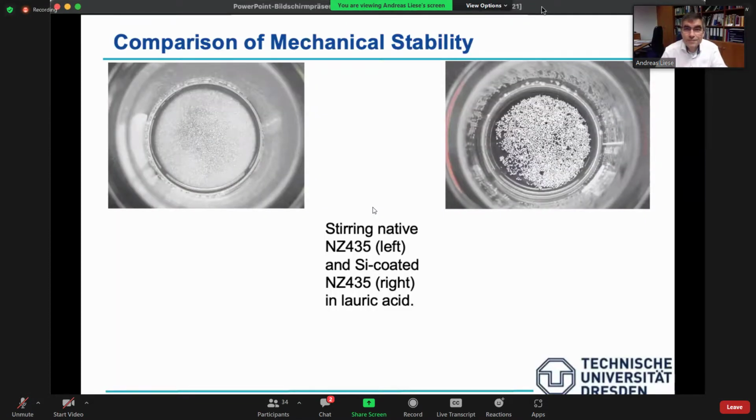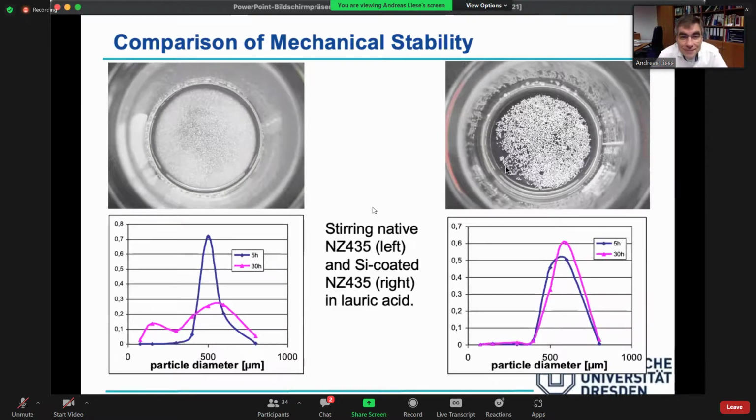So now we're back at the display, and now it should be right. Left native, right silicon coated. Yeah, thank you very much. Very good. I'm sorry, I didn't understand the comment before because I didn't read my own text. Yeah, thank you.